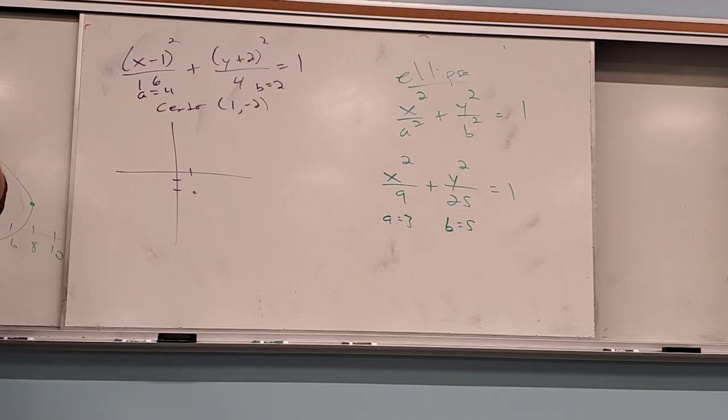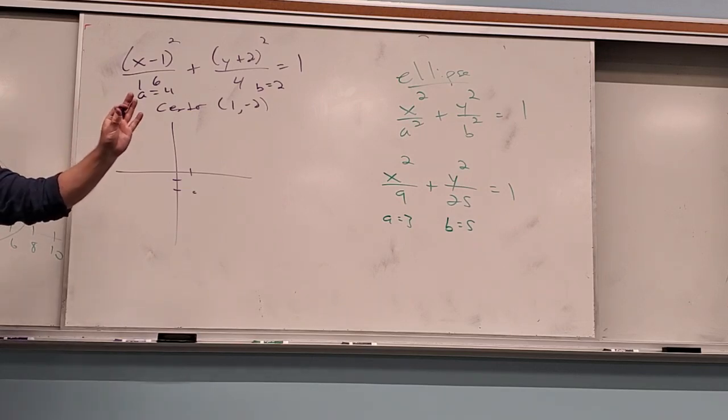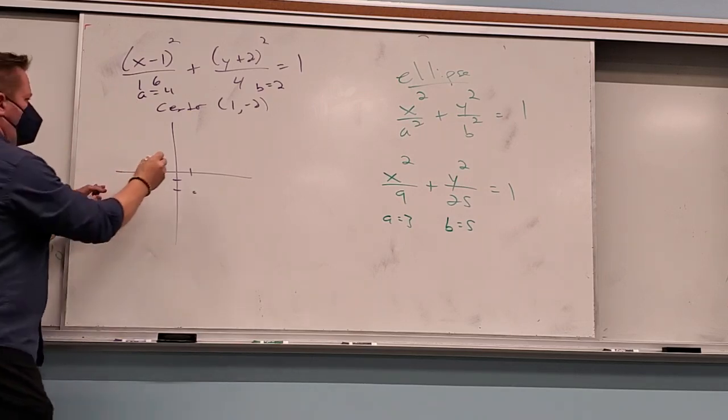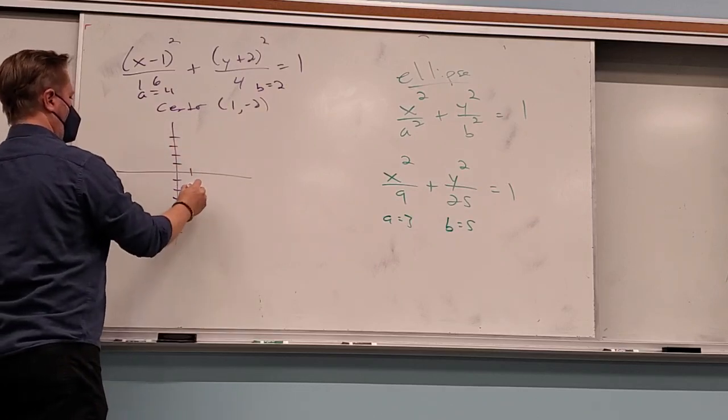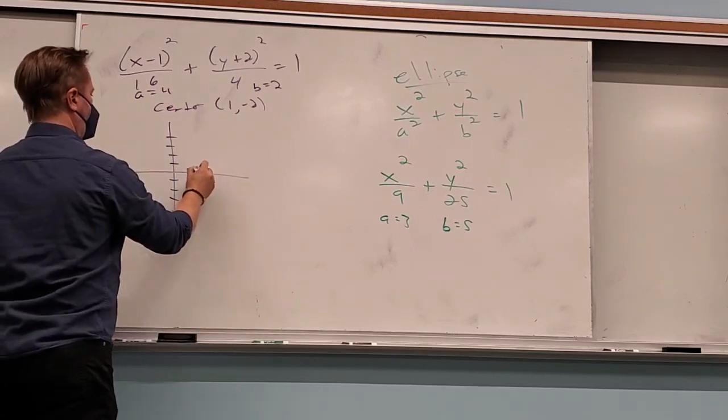What's B? 2. So in the X direction, I'm gonna go 4 away from the center. So even if it's shifted, it's not difficult. All right, so I'm just gonna go 4 away from the center. One in the X direction, Jeff. Good job, buddy.